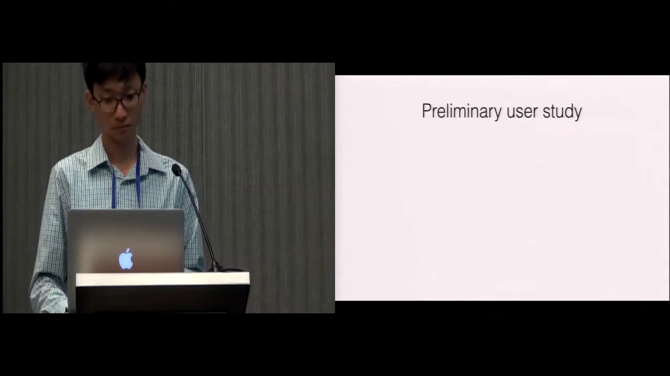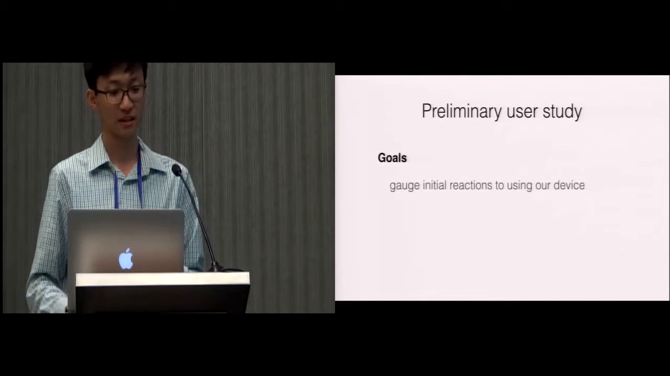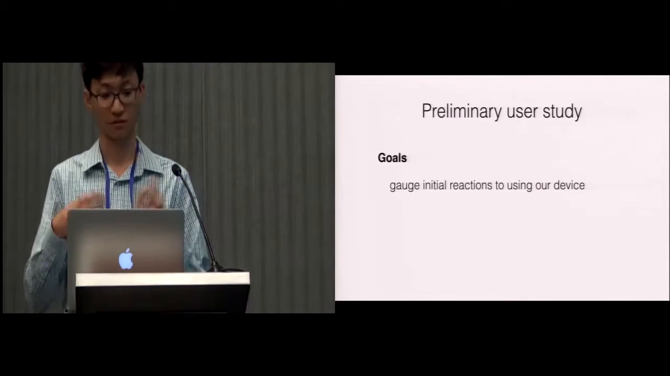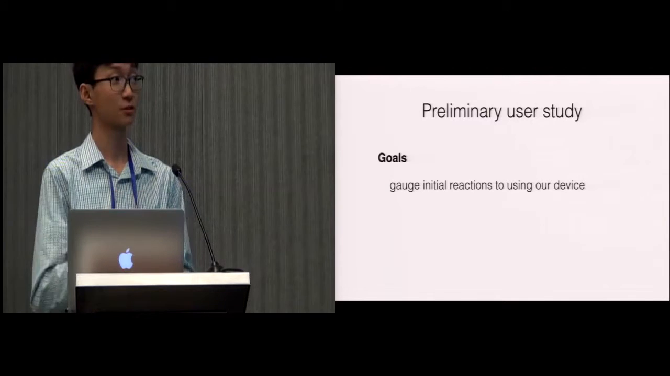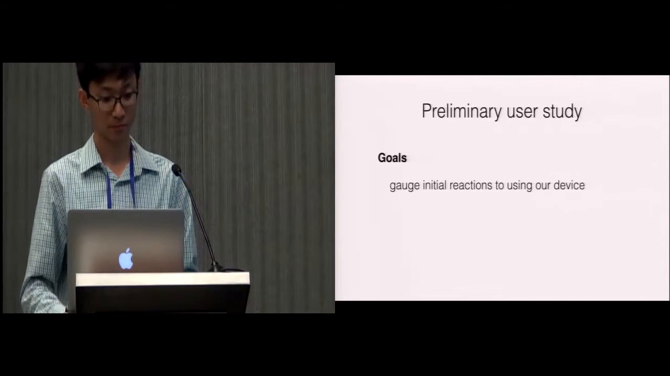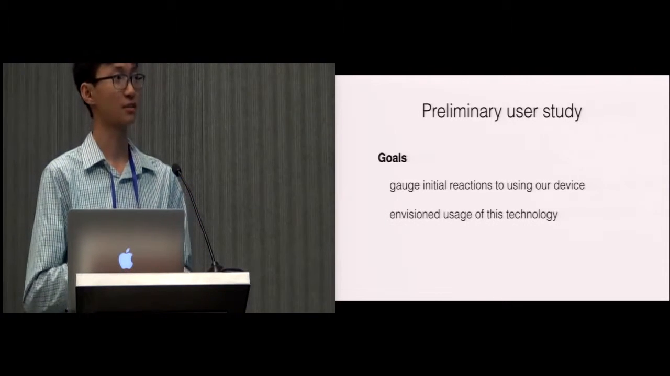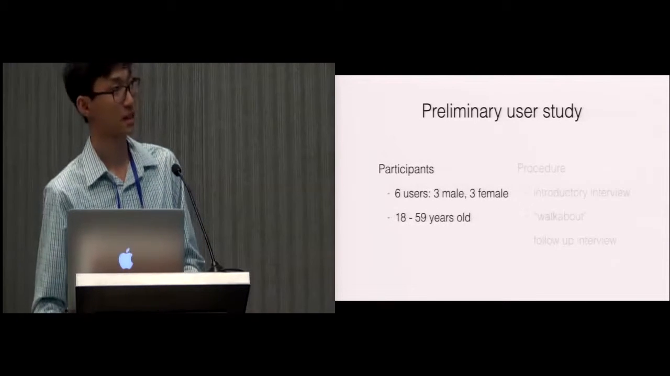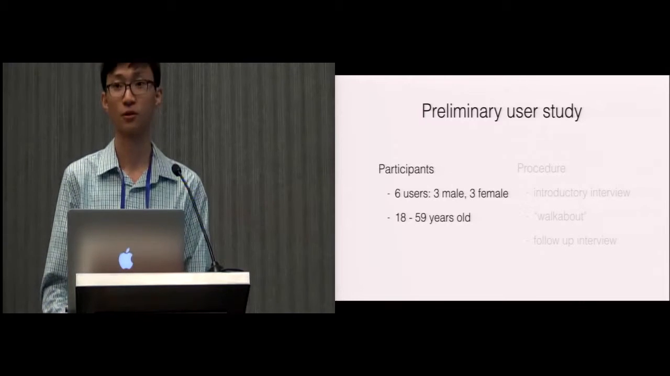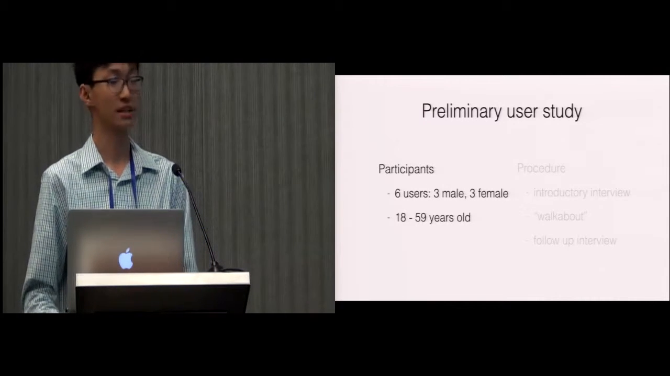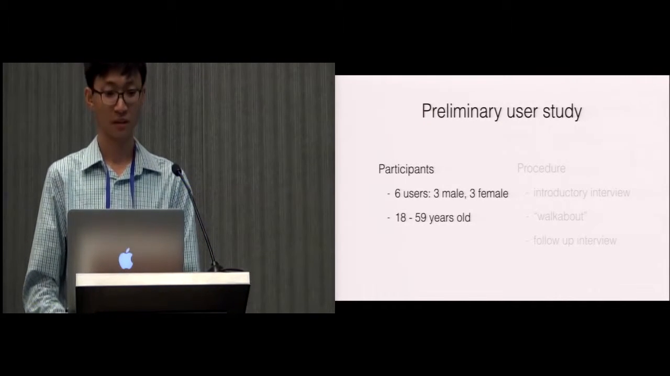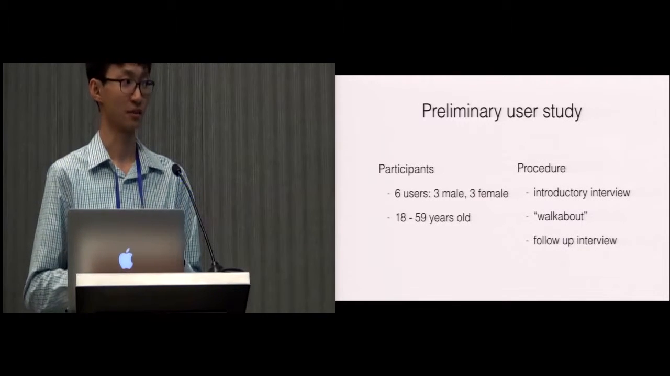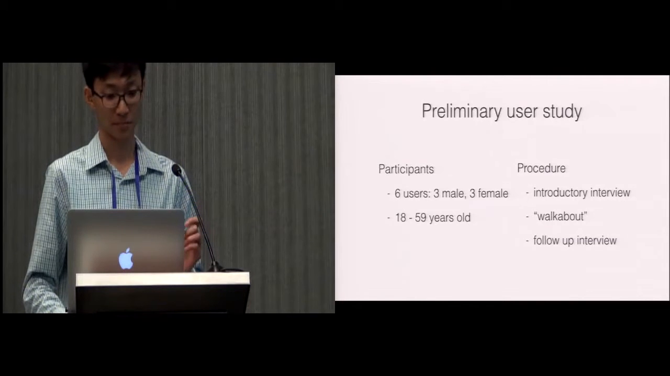Okay. So for our preliminary user study, the main goals were to gauge the initial reactions to using our device, both in terms of the physical form factor as well as the mobile app. And also, we wanted to ask users about their envisioned usage of this technology. The setup for the user study was in total 6 participants, 3 male, 3 female, ranging from 18 to 59 years old. And the procedure included an introductory interview, a walkabout, and a follow-up interview. So I'll describe the walkabout next.